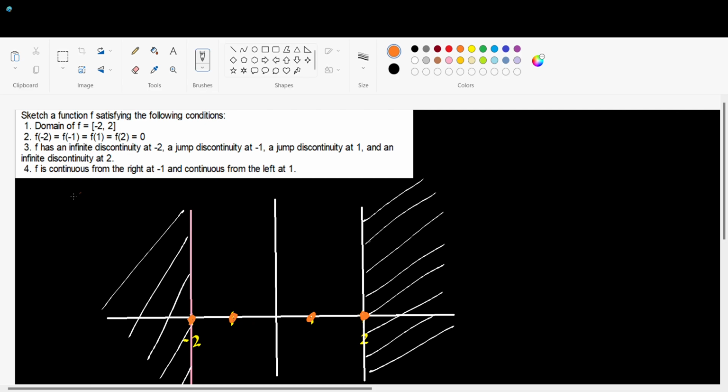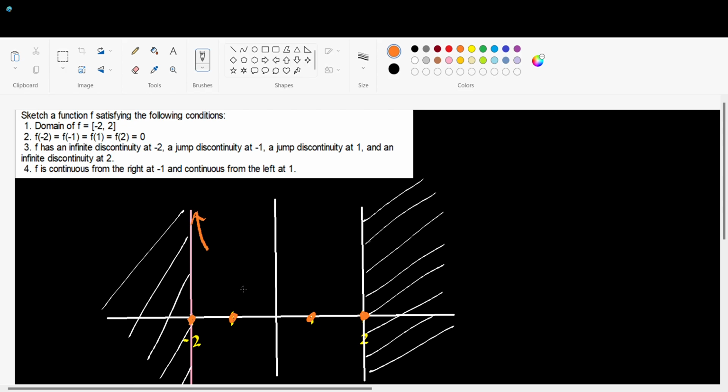Next, f has an infinite discontinuity at -2. Since left of -2 is not included in the domain, then the infinite discontinuity appears right of -2. Either it is positive infinity or negative infinity, but it cannot be both. So let us just say that it is positive infinity.